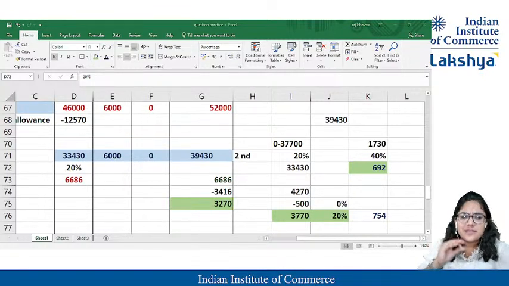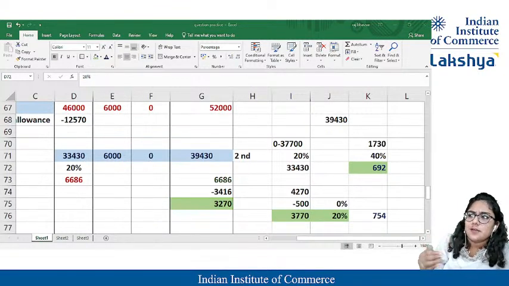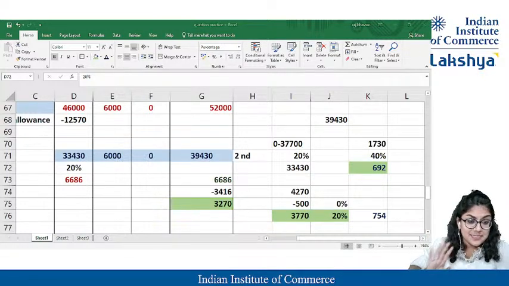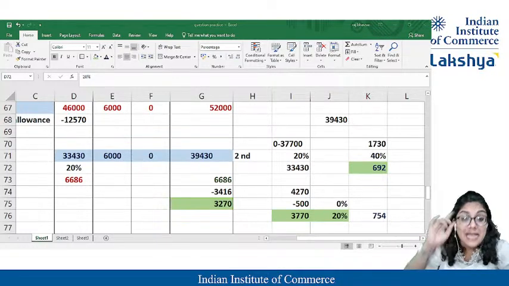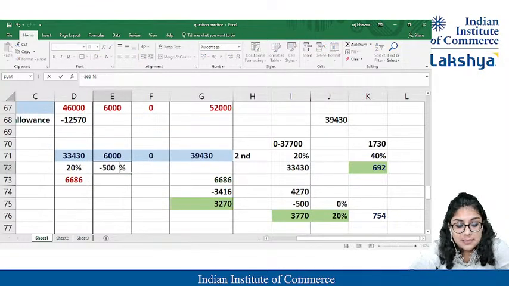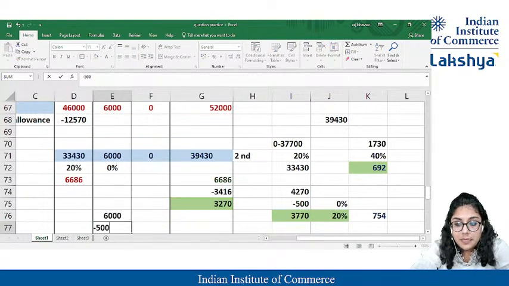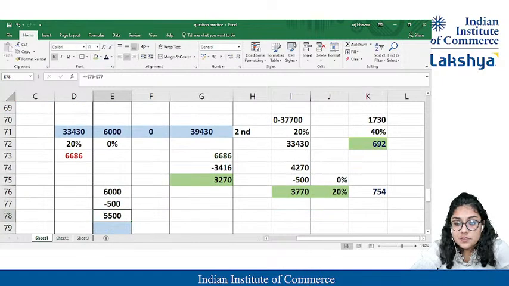That means for the initial 37,700, only 20% is to be paid. So first against non-savings, then we need to adjust against any deduction. If you are a second rate taxpayer, till 500 of savings, you will not be taxed, it is at 0 rate. Whatever is the leftover, the 20% and 40% is to be booked. So out of the 6,000, 500 is paid at the rate of 0%. For 6,000, 500 didn't pay any tax. So the remaining situation was 5500.